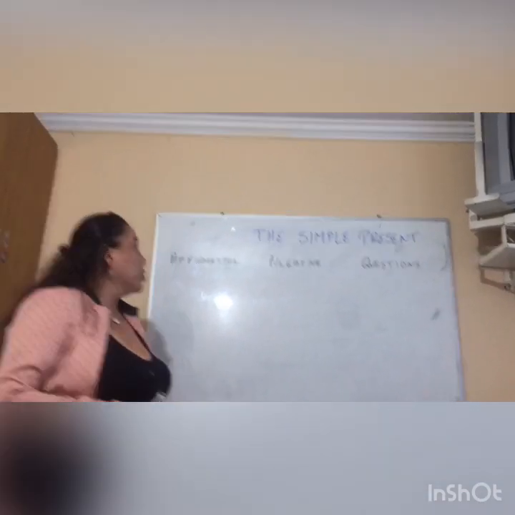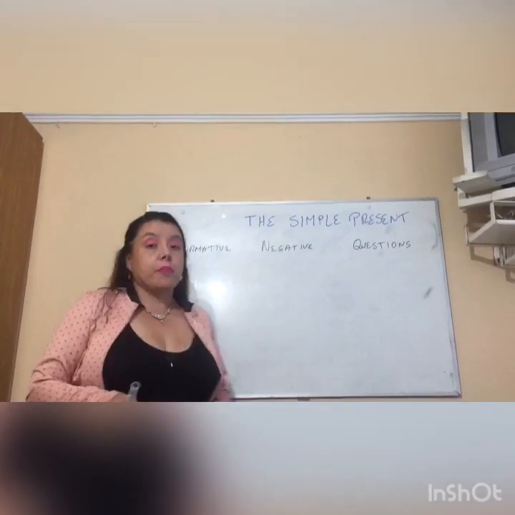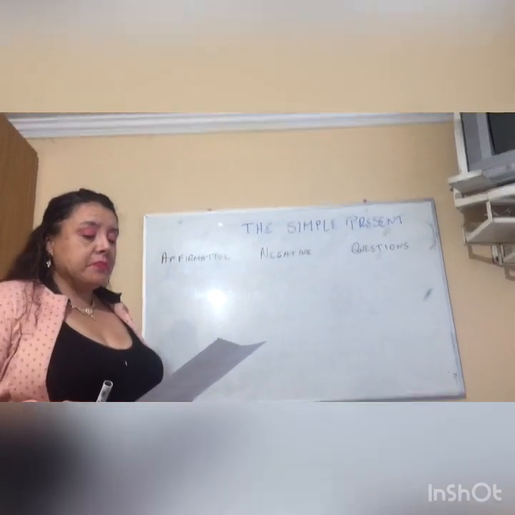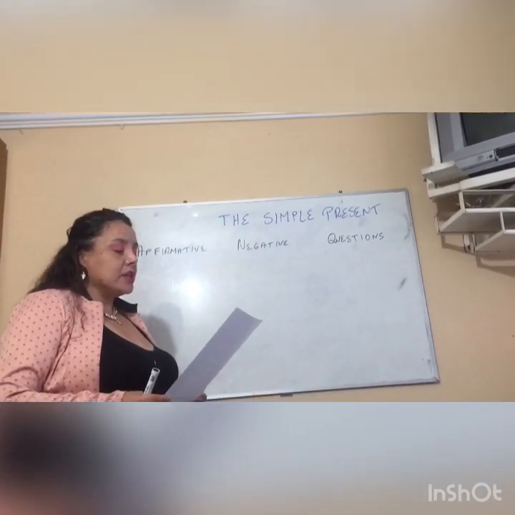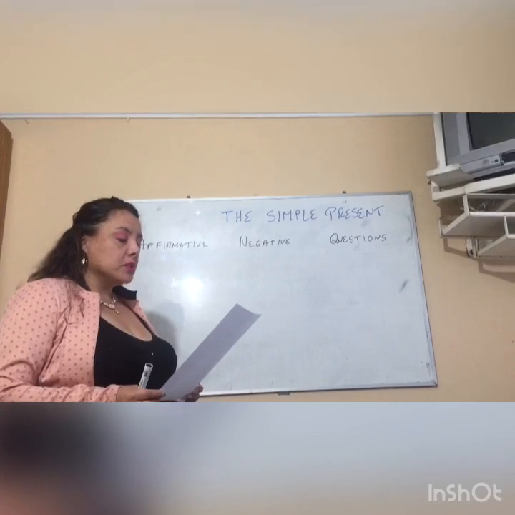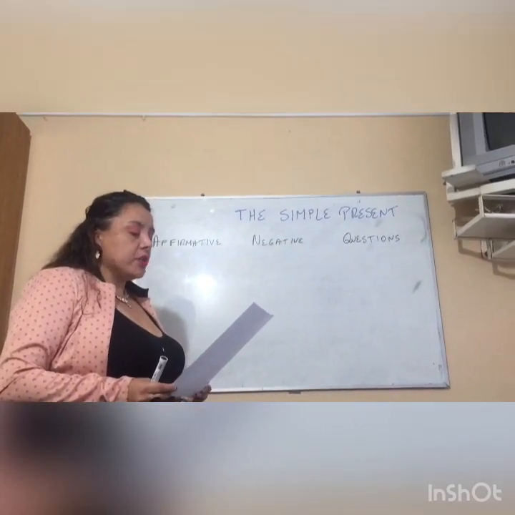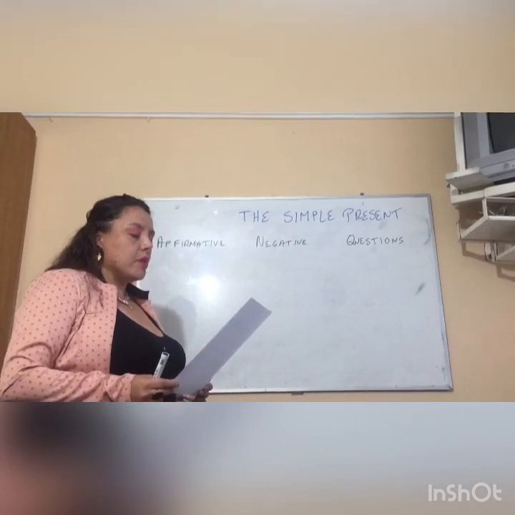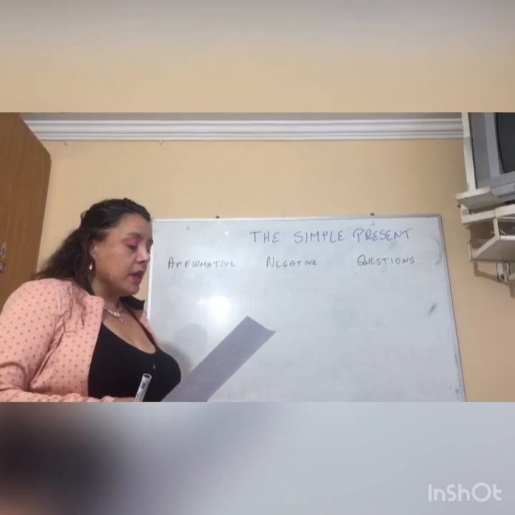In this moment I am going to talk about my class number 5. It is about the simple present. So the simple present is a verb tense that is used when an action is happening right now or when it happens regularly. Depending on the person, the simple present tense is formed by using the root form of the verb or by adding s or es to the end.